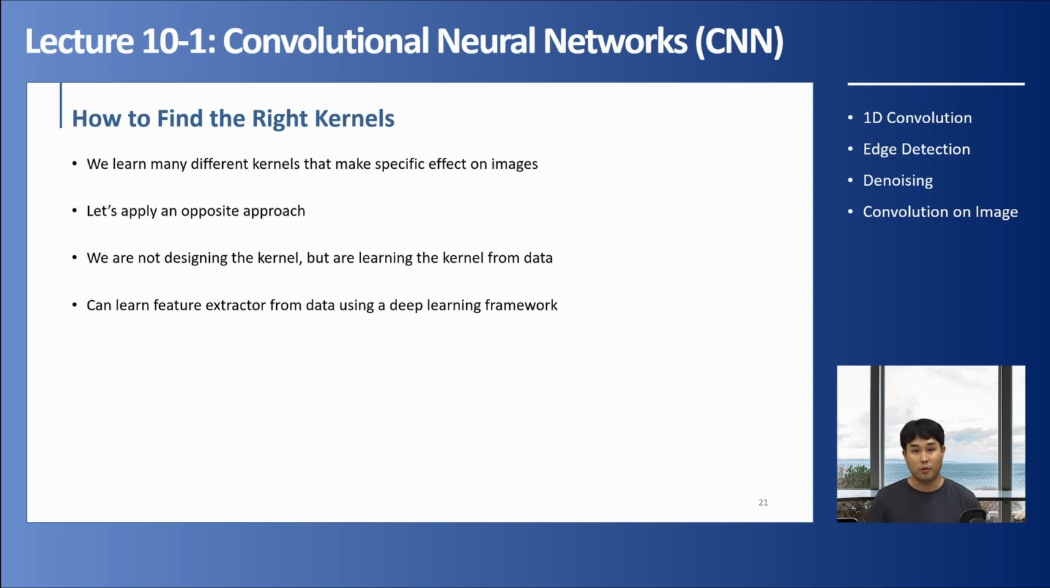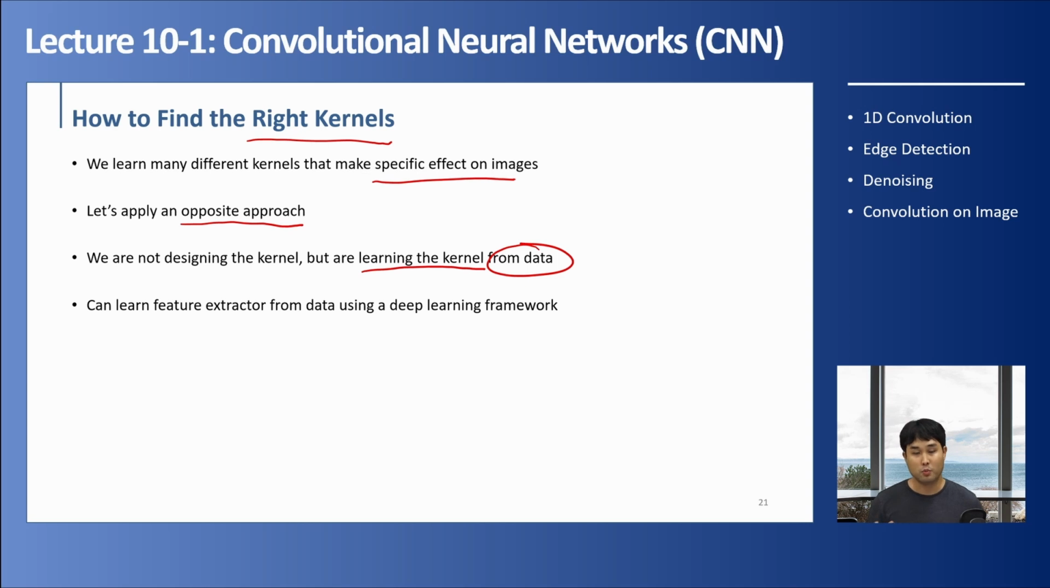Based on all of these examples, we've been able to see that depending on the choice of kernels, we are able to either extract certain features or remove certain features from the image, or even modify the original signal. From a conventional image processing standpoint, the goal is to find the right kernel. People have been effectively trying to design certain kernels that have specific effects on the images. However, for CNNs, we'll be using an opposite approach. Instead of handcrafting these kernels for certain purposes, we're learning the optimal kernel that is suitable for the given task from data.